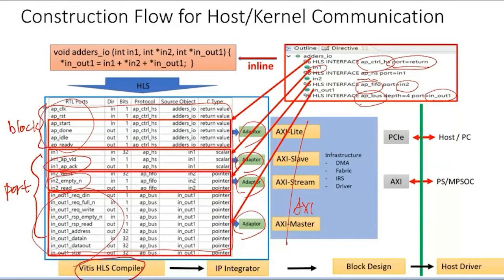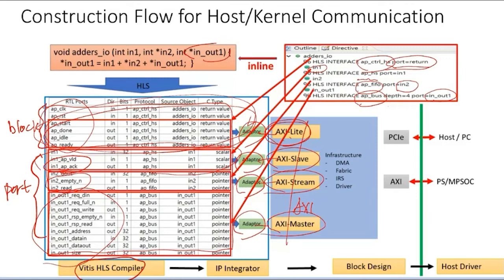When you export the IP, you will hook on the adapters, and the adapter will generate the AXI interfaces. For example, for the block protocol, it will generate the AXI-Lite interface, which is an input port, so it's an AXI slave. The FIFO will map to AXI-Stream. And the memory pointer or array will connect to the AXI master. That's why after exporting the IP, you only see the AXI interfaces.